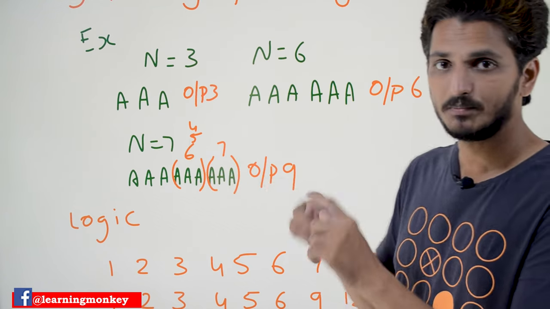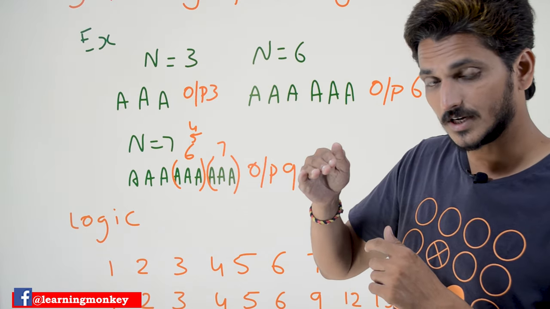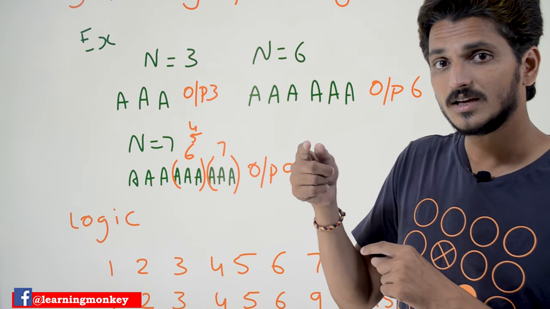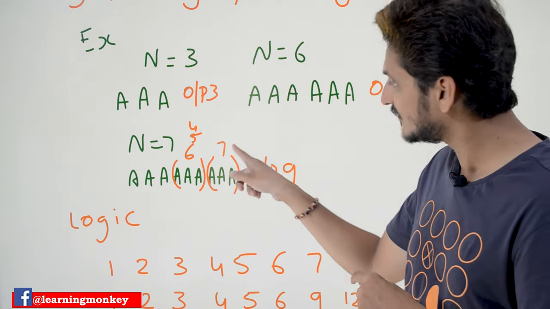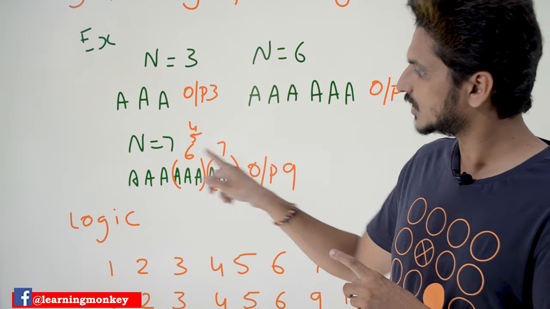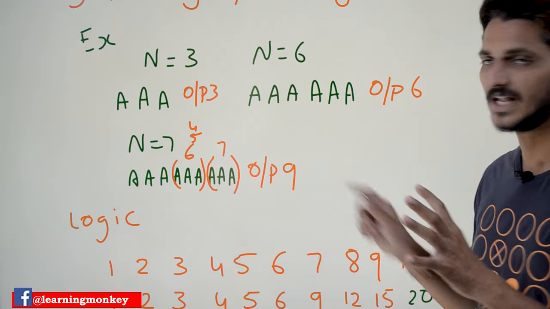The seventh time, again paste it. Already you selected, copied, pasted, so again paste it. How many A's did you select? 3 A's have been selected. The seventh time you display 3 A's again. So total 3 A's, 3 A's, 3 A's, 9 A's. Output is 9.